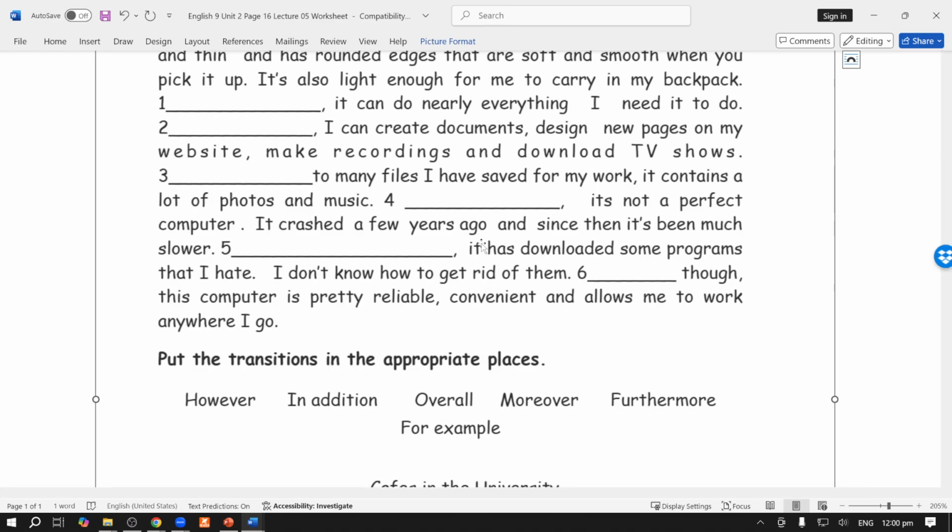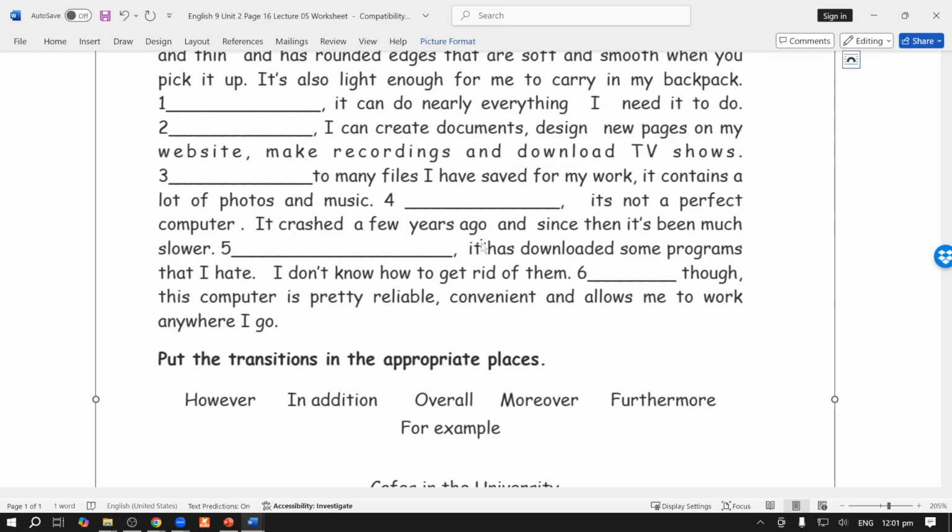That's why the transition word for example will arise here, because he gave some examples of the actions which he can do through the laptop. So let's read further. Moreover, it can do nearly everything I need it to do. For example, I can create documents, design new pages on my websites, make recordings and download TV shows.